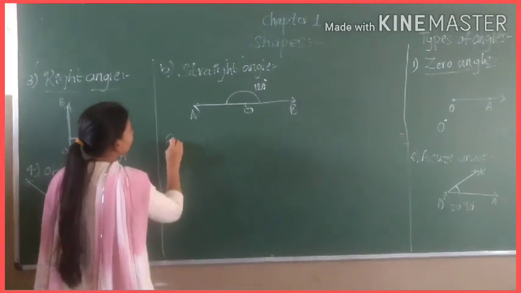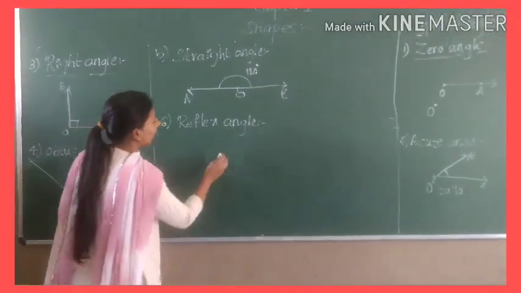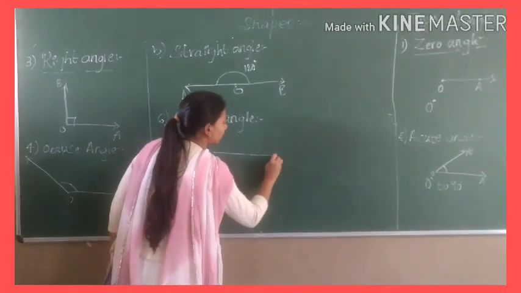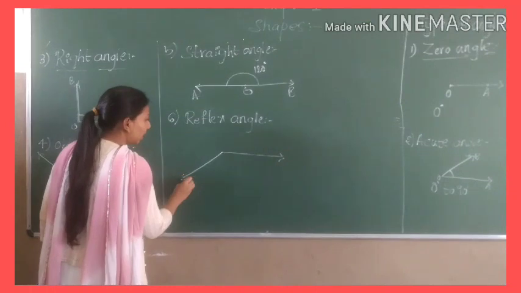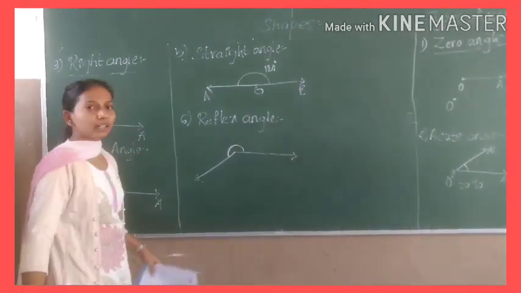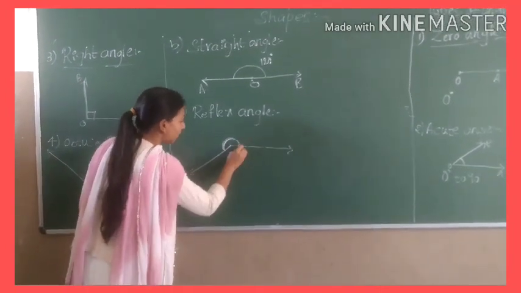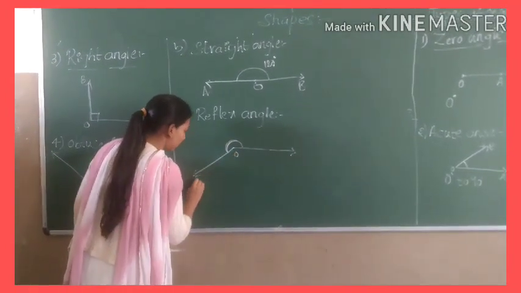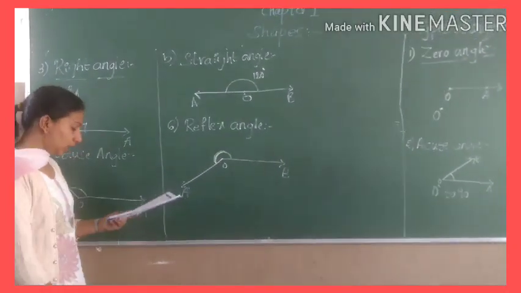Next one is reflex angle. If the angle between the initial ray and the final ray is greater than 180 degree, then the angle formed here is a reflex angle. It is greater than 180 degree.